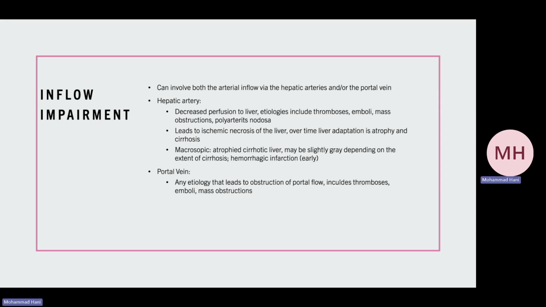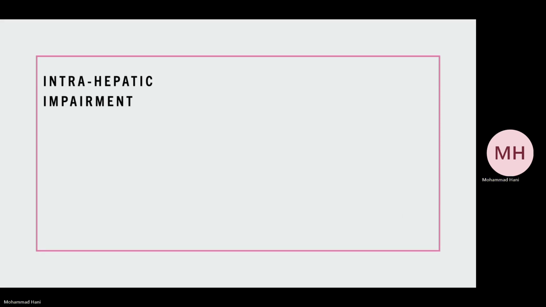Now, obstruction of the portal vein, again with similar etiologies: thrombosis, emboli, mass obstructions. It leads to prehepatic portal hypertension. Portal hypertension is classified into prehepatic, intrahepatic, and posthepatic variants, so any issue with the portal vein will lead to prehepatic portal hypertension. Macroscopically, you will see a pseudo infarct of Zahn, that's the term, which is basically atrophy without any necrosis, with blue and red discoloration of the liver.